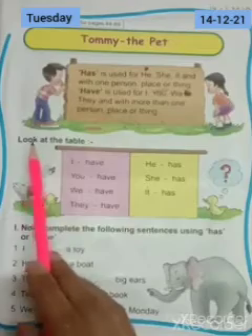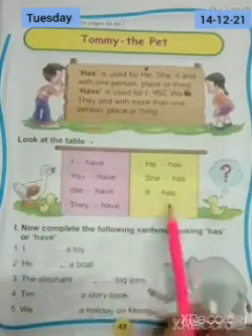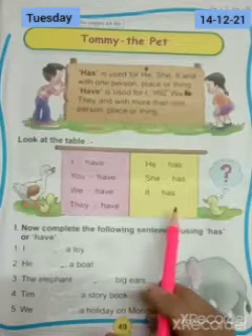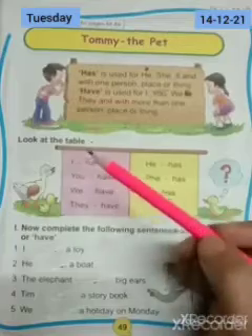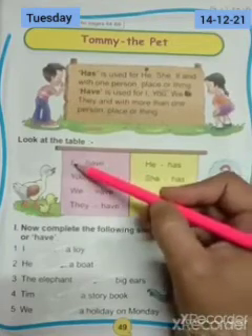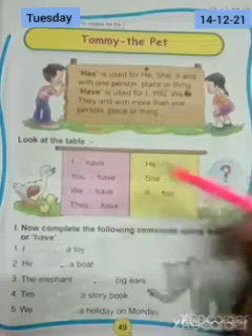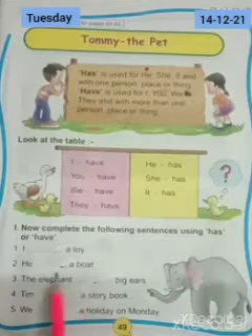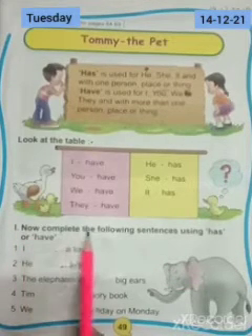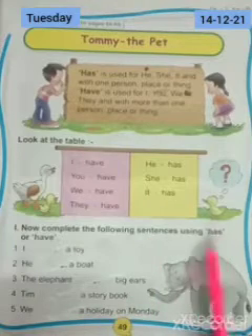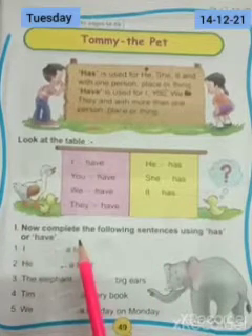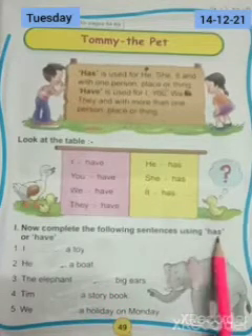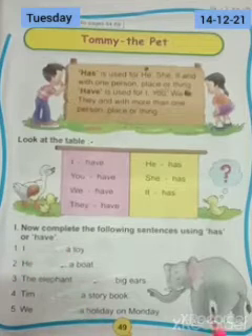Now see children, look at the table. One table is given over here and you are familiar with the concept of has and have. And children, you know that have is used for I, you, we, they and has is used for he, she, it. Now read the heading. Now complete the following sentences using has or have. See children, some incomplete sentences are given over here. So use has or have and complete the following sentences.